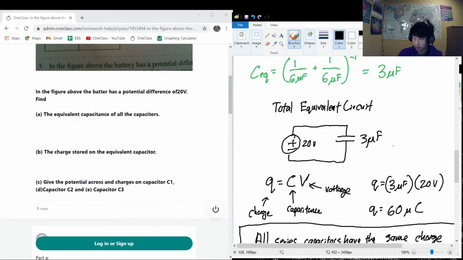Cool. So here we know that the charge is going to be, not 20, it's going to be 60 microcoulombs.